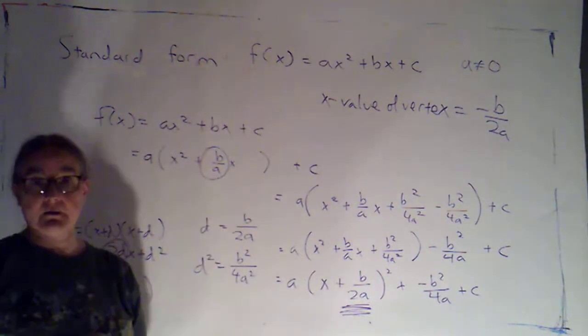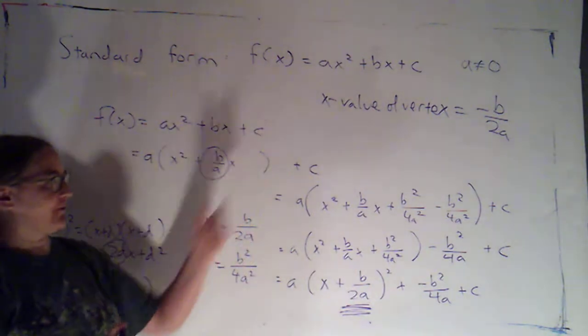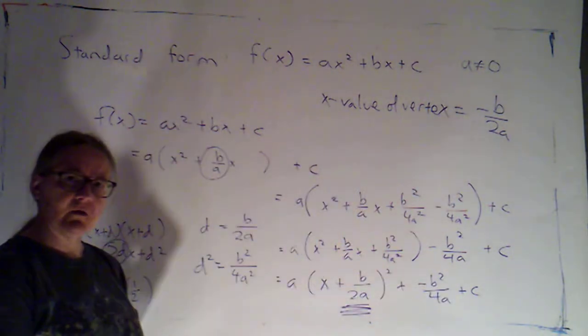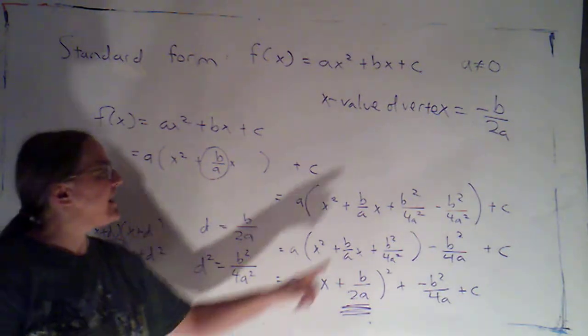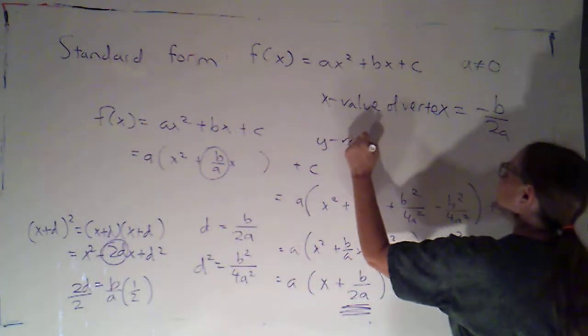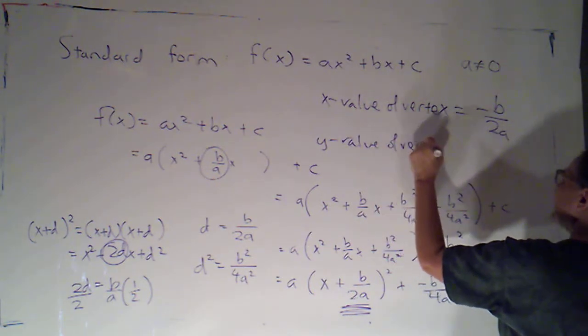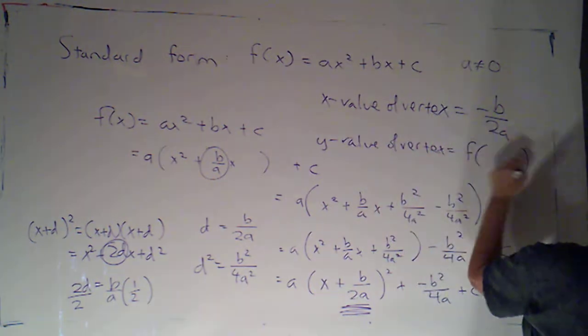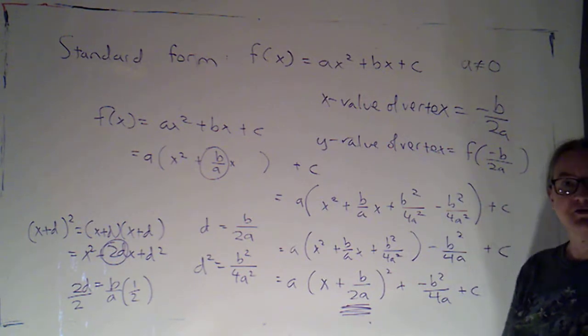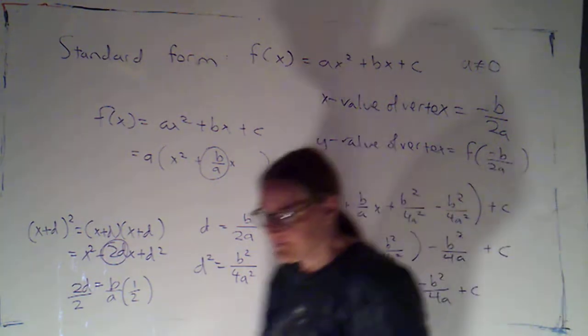And I'm going to, in a little bit, be able to give you another technique for remembering it. I'm not going to bother to memorize that, because if I can get the x value of the vertex, I can find the y value by just plugging that in. So the y value of the vertex, once I have the x, that's just my function evaluated at the opposite of b over 2a. Nice.